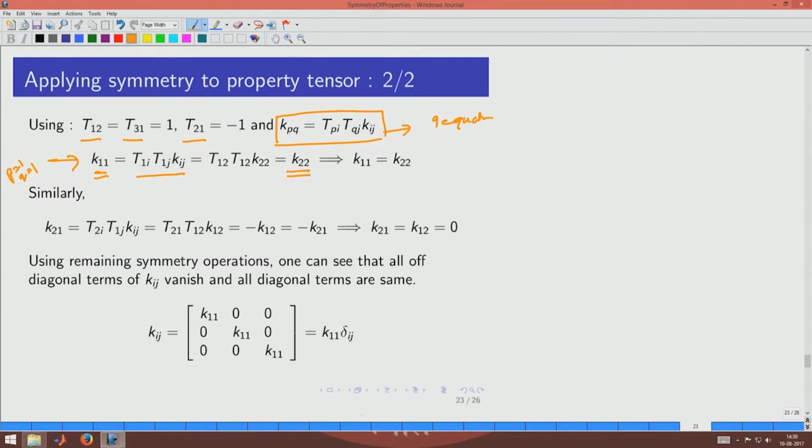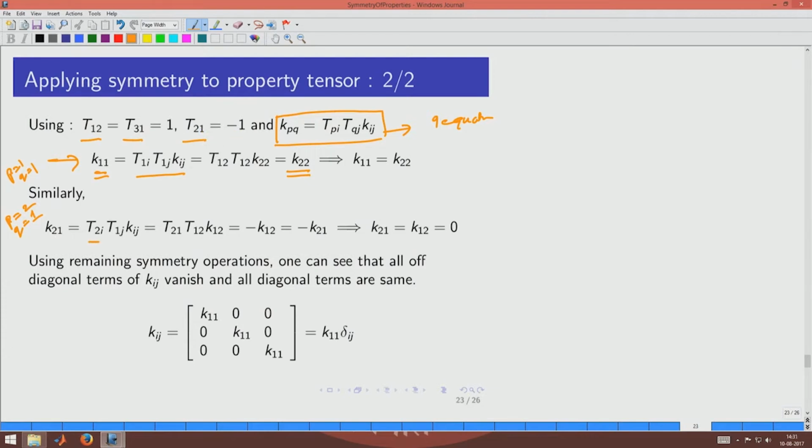What I am concluding is that if the elements of the property tensor K should not change when we do a 4-fold rotation, then K11 is equal to K22. Similarly, when you do the rotation about other axes, you would see that K22 is equal to K33 and K11 is equal to K33. So, we can see the diagonal elements are equal. Similarly, from the same equation, when we pick P equal to 2 and Q equal to 1, you would notice that K21, when you write it with 2 as the first index, has 21 as the only one with a non-zero number.